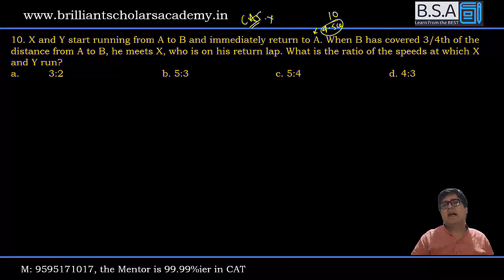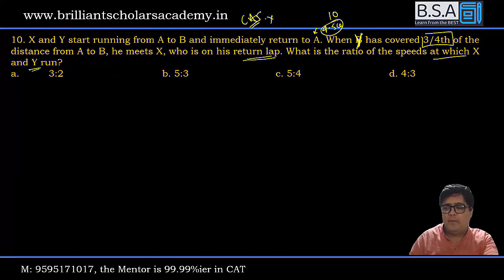X and Y start running from A to B and immediately return to A. When Y has covered 3/4 of the distance between AB, he meets X. When Y has covered 3/4 of the distance between AB, he meets X, who is on his return lap. What is the ratio of speeds of X and Y? This is a 1 minute problem.